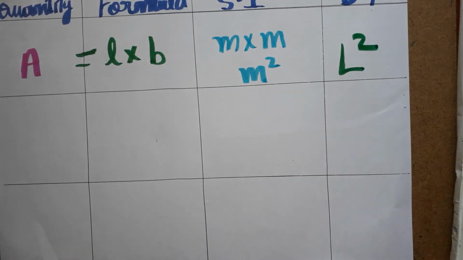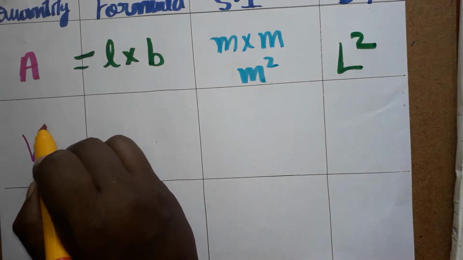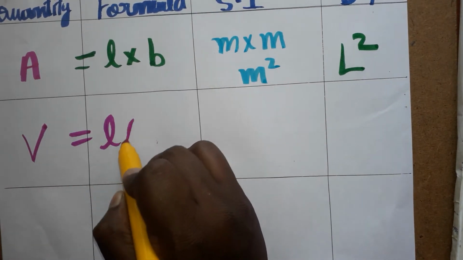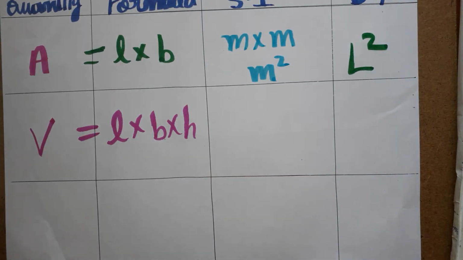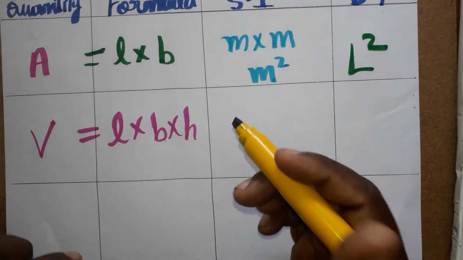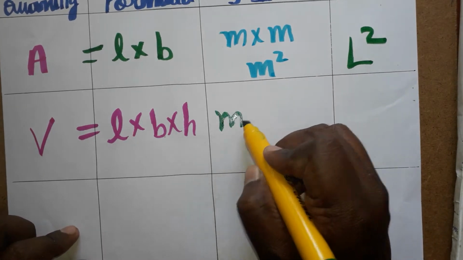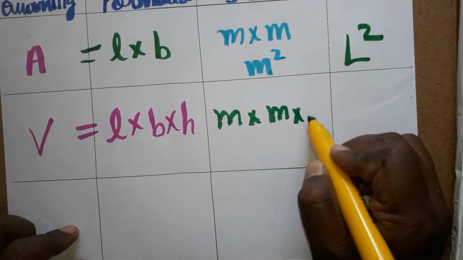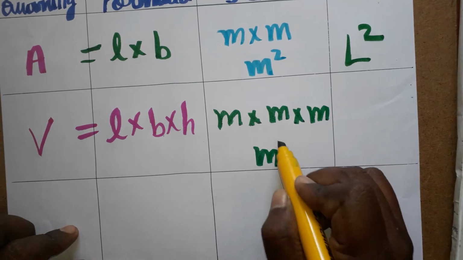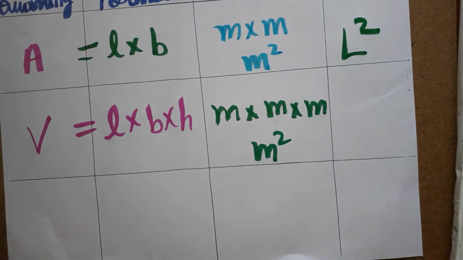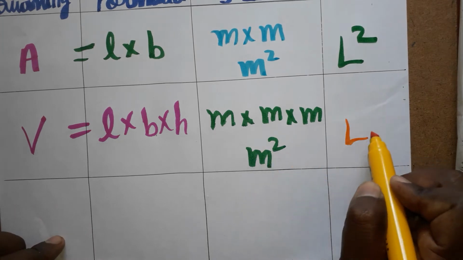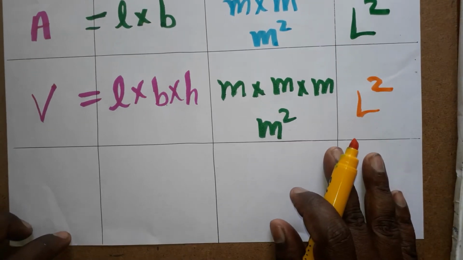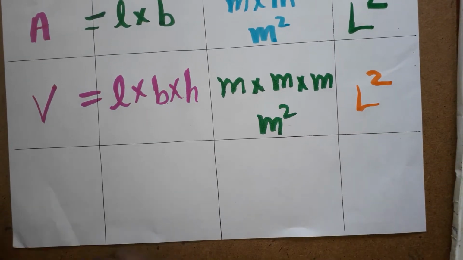The second thing is volume. Volume is equal to length into breadth into height. Length, breadth, height, everything we can measure in meter. So meter into meter into meter, we get meter cube. The dimensional formula we will get as L cube, because L is the length representation.